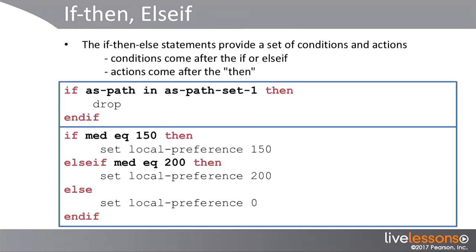Here's an example. If AS path is in AS path set 1, then drop. If not, you can perform another action. Similarly in the second entry, if the MED value is equal to 150, you can set the local preference to a particular value. If it's not 150 and it's equal to 200, you can set the local preference to 200. If it doesn't match any of these two above criteria, you can set the local preference to 0.